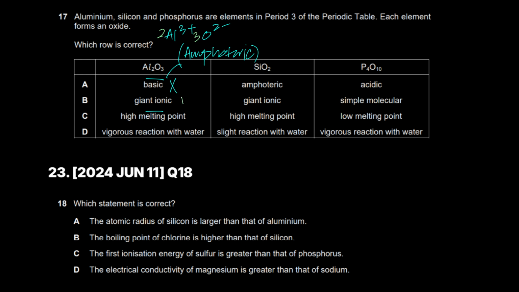Absolutely. So B can be true. It says it has a high melting point. Absolutely, it does have a high melting point because it's an ionic compound, right? Ionic bonds are pretty strong. It has strong electrostatic forces of attraction.